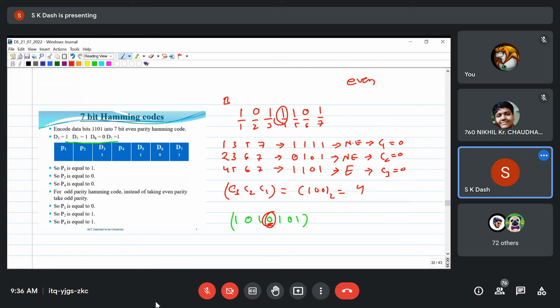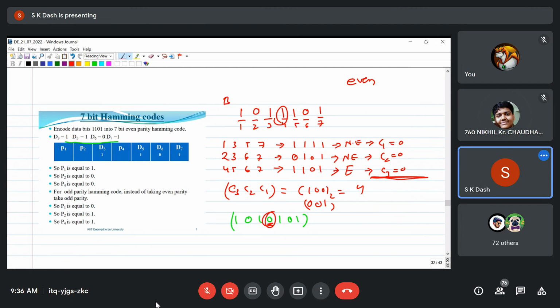Generally students make one mistake. They will do up to this correctly, then they will write in reverse order. If you write in reverse order, it will come 001, which will not be correct. So you need to follow this. Any doubt up to this?